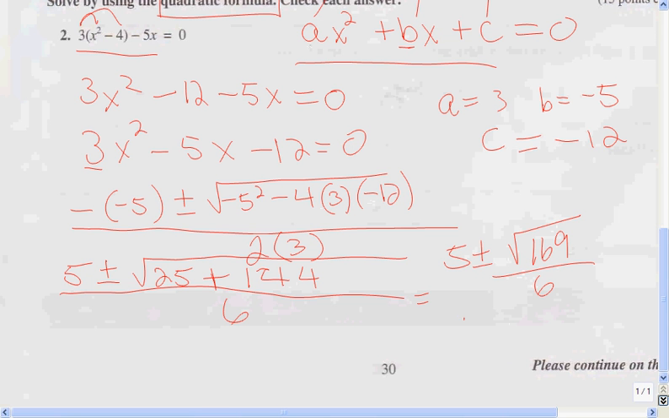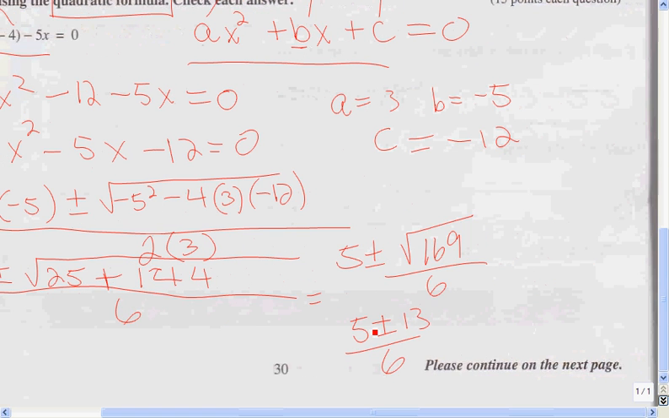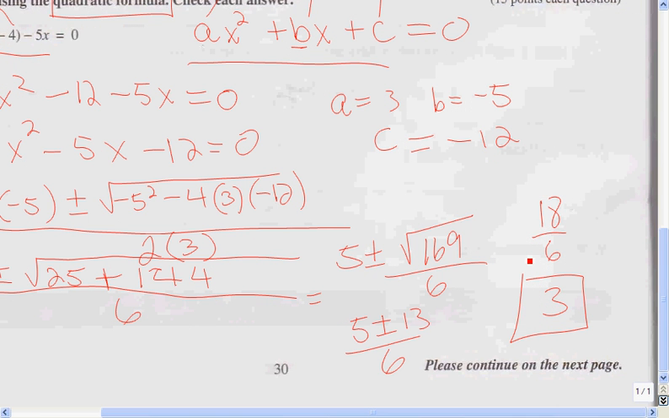Then the square root of 169 is 13, so 5 plus or minus 13, because remember the answer of a square root is always a positive and negative number, over 6. And I'm running out of room here. And then I do the positive 13 first. So I do 5 plus 13 is 18 over 6, which equals 3. So my first answer is 3. Then I do negative 13. So 5 minus 13 over 6 equals negative 8 over 6, which equals negative 1 and 2 over 6, which equals negative 1 and 1/3.